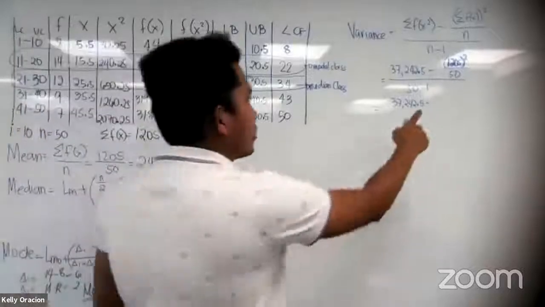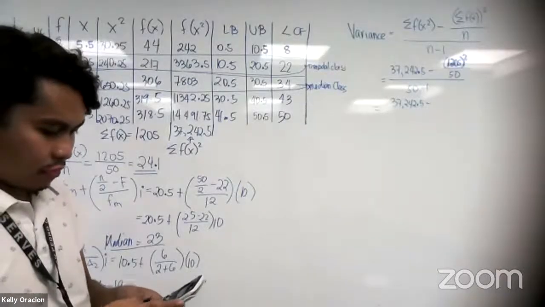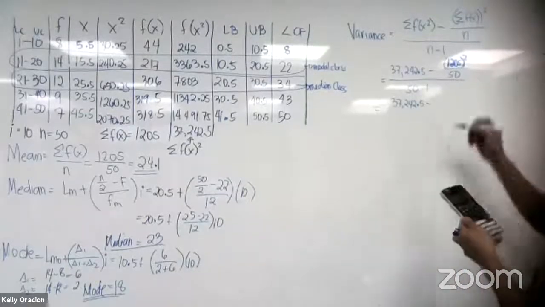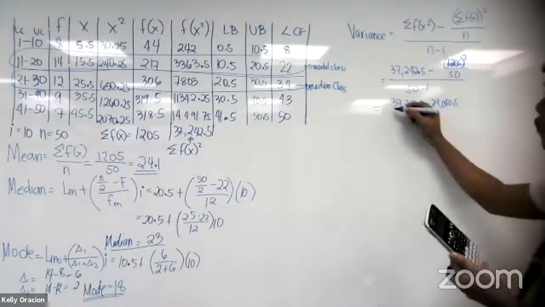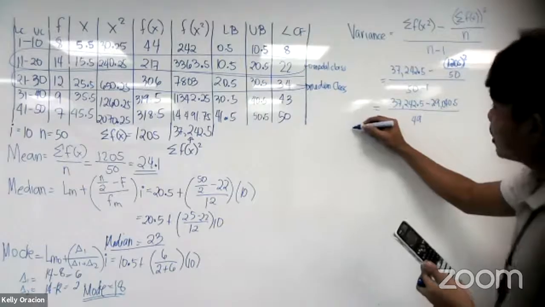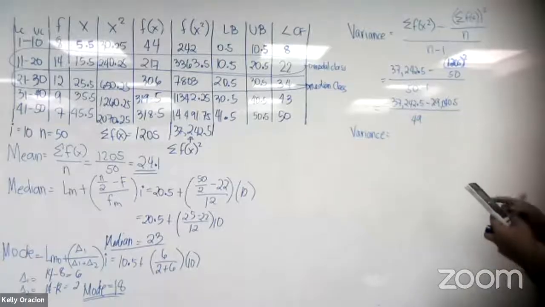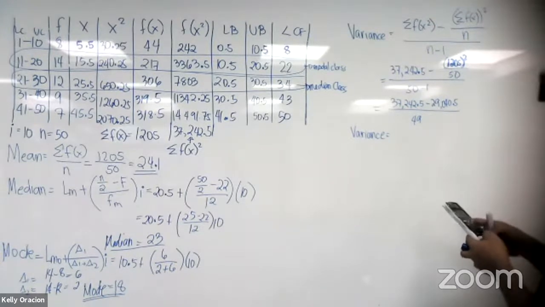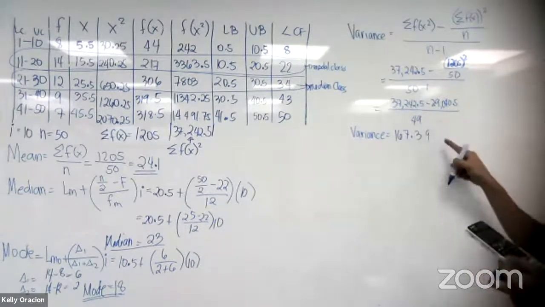Okay? So this is 29,014.5 over 50 minus 1, which is 49. That means your variance is 167.39. This is your variance.